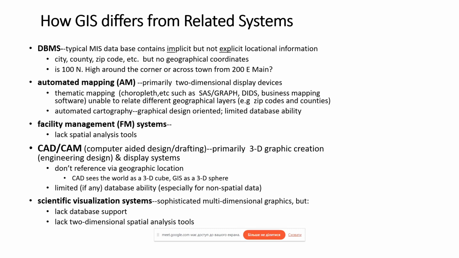In the slide, we can see how GIS differs from related systems. DBMS, typical MIS data, contains implicit but not explicit locational information: city, country, ZIP code, etc., but not geographical coordinates.